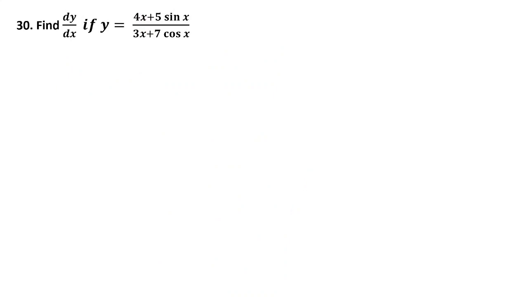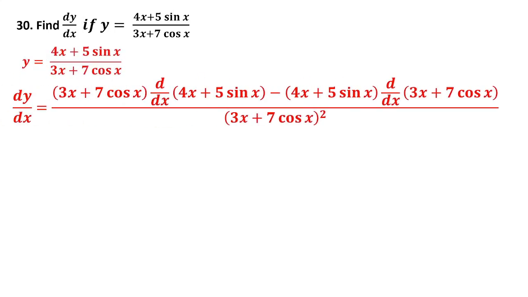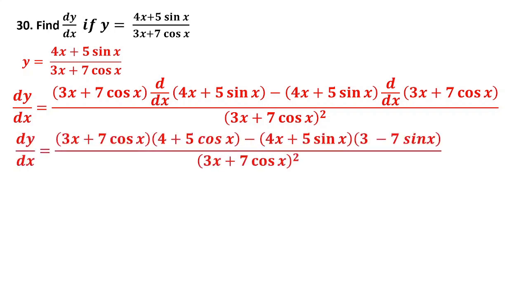Question number 30. Find dy by dx if y is 4x plus 5 sin x by 3x plus 7 cos x. We have to use the quotient rule. Denominator the whole square. Denominator into differentiation of the numerator minus numerator into differentiation of the denominator. The differentiation is very simple. 4 plus 5 cos x is the first differentiation. Second one is 3 minus 7 sin x.